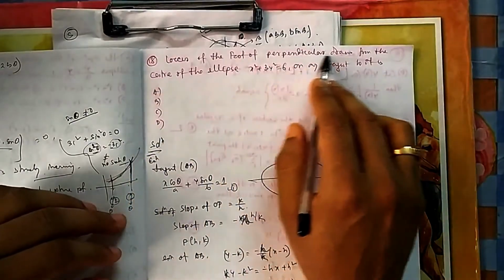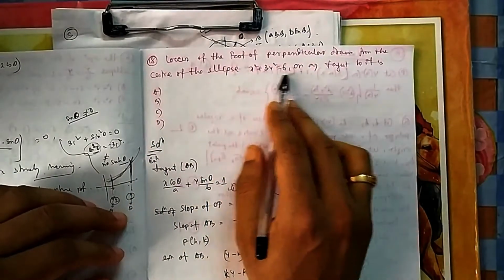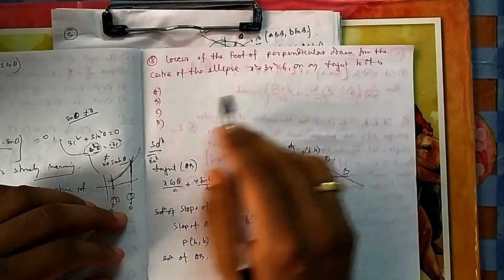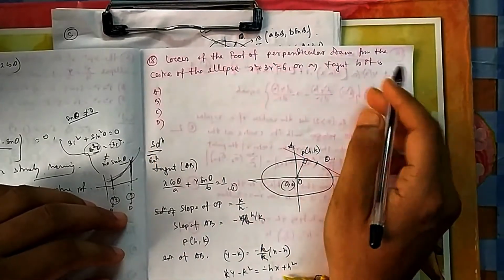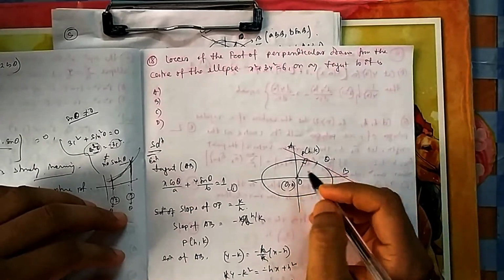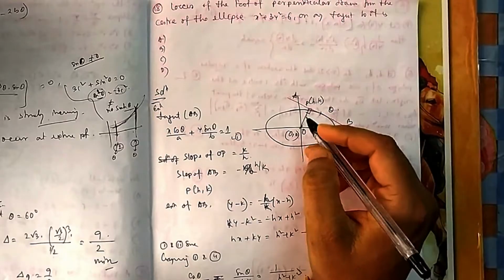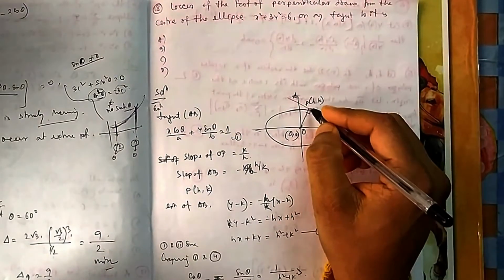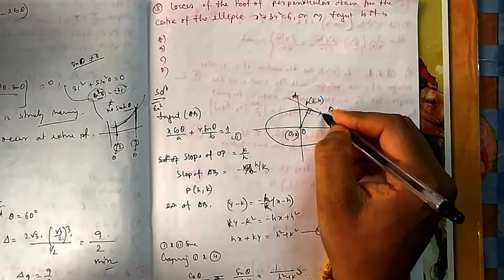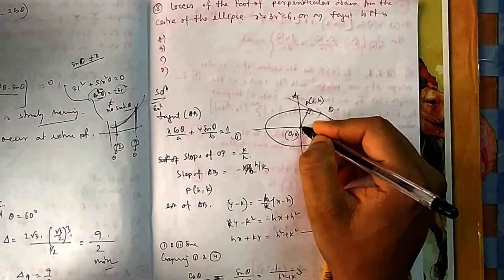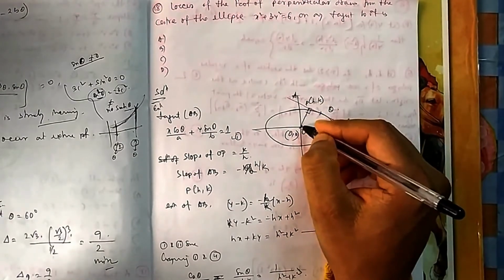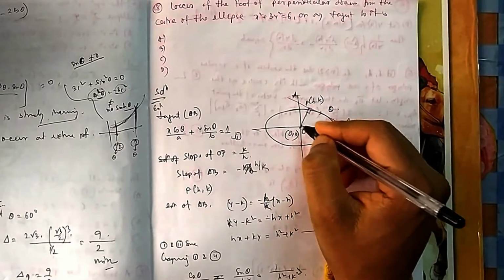18. The locus of the foot of perpendicular drawn from the center of the ellipse on any tangent is, we have to find the locus. So you draw any tangent, you draw the foot of perpendicular to this. Let the point be hk, the foot of the perpendicular. You take a point theta, you draw the tangent and you draw the foot. This is the foot, drawn from the origin, not from the focus.